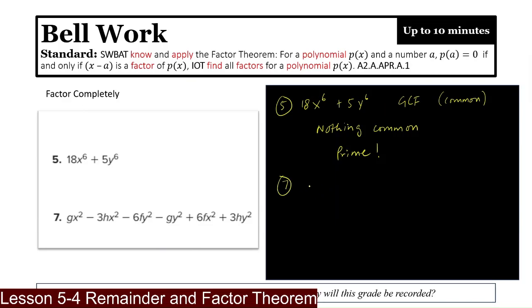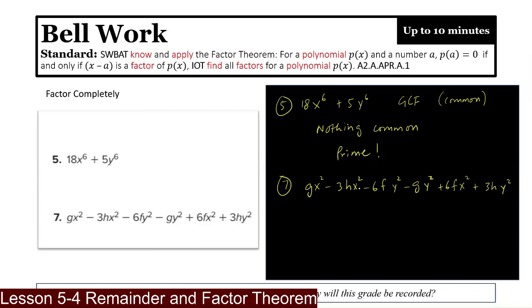Now number 7 is a different story. We have gx squared minus 3hx squared minus 6fy squared minus gy squared plus 6fx squared plus 3hy squared. Now here again we're going to look to see if there is anything in common.